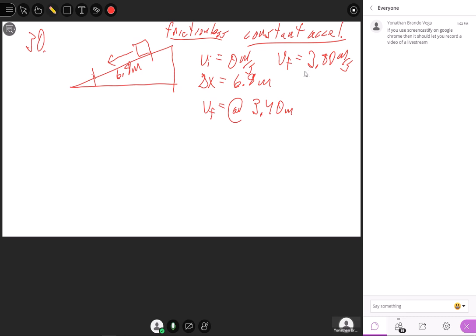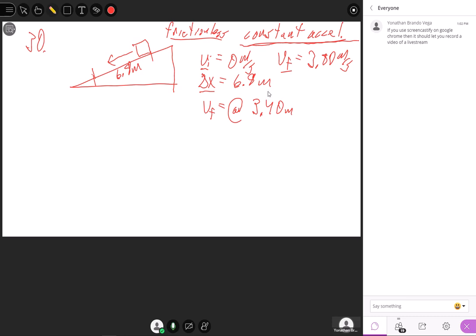Now again, this is why it's so important to write everything down. It tells us it's constant acceleration. We have an initial velocity. We have a final velocity. We have a change in displacement. Don't worry about that yet. We have constant acceleration, so what do we need? We have initial and final.